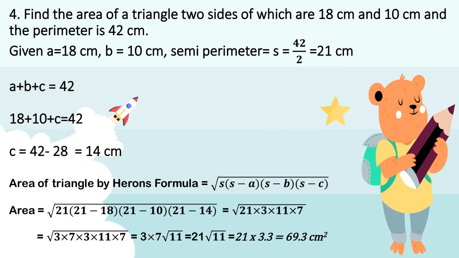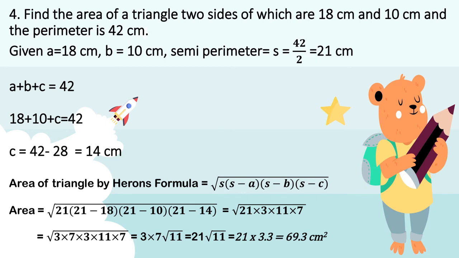Question number 4. Find the area of a triangle whose two sides are 18 centimeter and 10 centimeter and the perimeter is 42 centimeter. This is the third application which I have discussed about Heron's formula, when you are given two sides and the perimeter. So you can calculate the third side also. Let the two sides be A and B. A is equal to 18 centimeter, B is equal to 10 centimeters. And what will be the semi-perimeter? Semi-perimeter is equal to perimeter divided by 2. So this is equal to 42 divided by 2, which is equal to 21 centimeters.